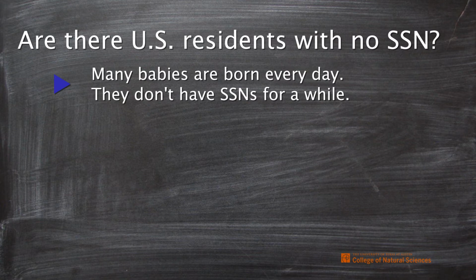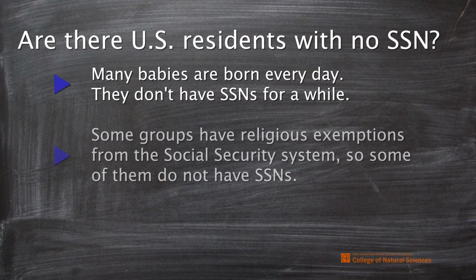That's one way. Okay. And then I found out there are whole communities in this country that have religious exemptions to the Social Security system. And so they choose not to get Social Security numbers at all. Okay. So that's an entire second class of residents.